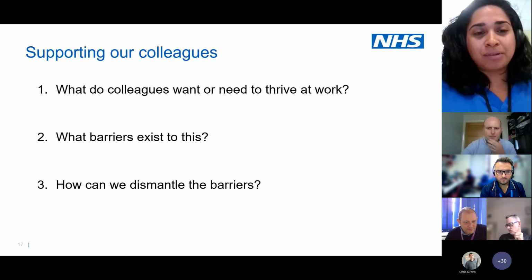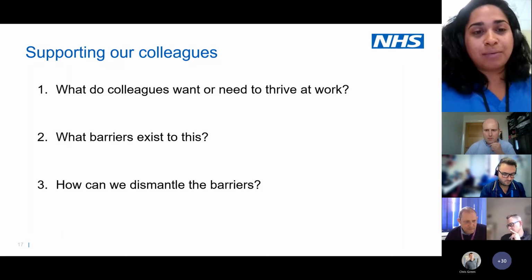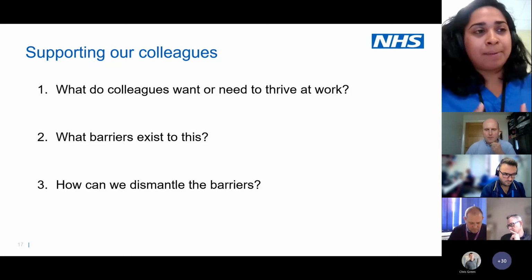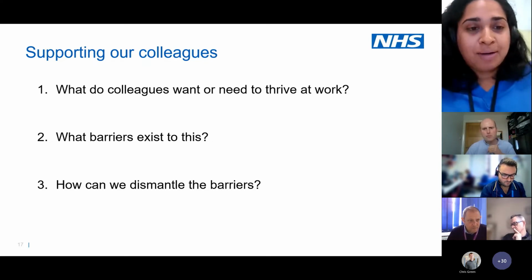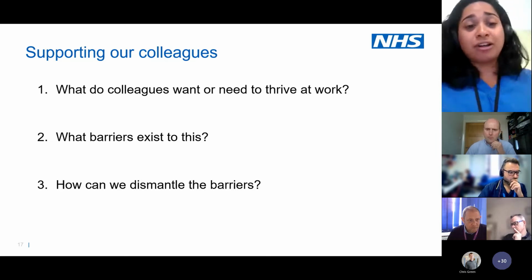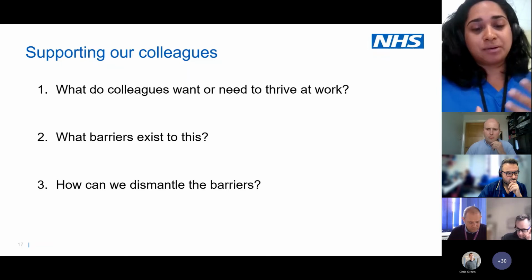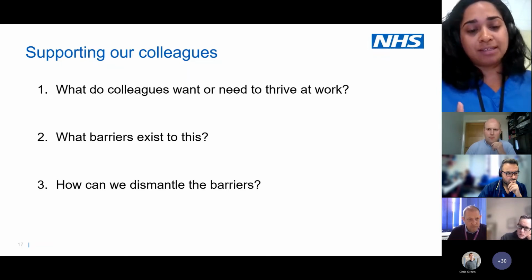Once we've understood that, what are the barriers that exist to stopping this? So why aren't they thriving, or why aren't we thriving? And once we've identified those barriers, how can we dismantle them? It's all very aspirational, but that's okay, because we've got to aim high, and I think the NHS is great at doing that. I haven't got loads of slides. I'm literally going to talk about it, but I'm going to leave those 3 questions there just to help guide your thinking on this.